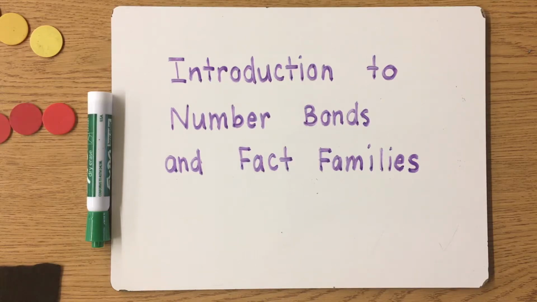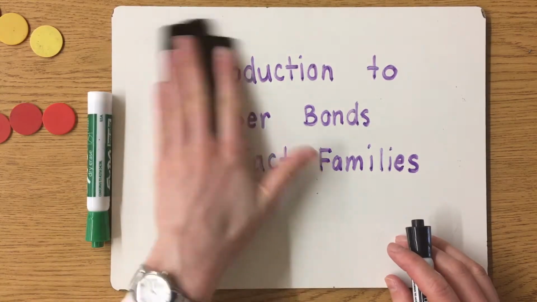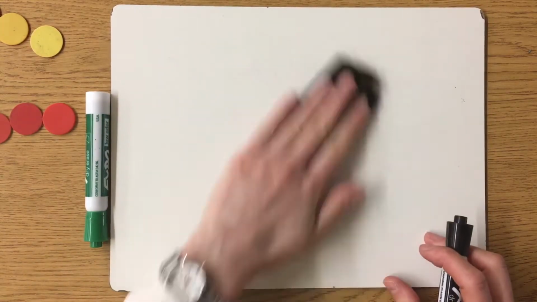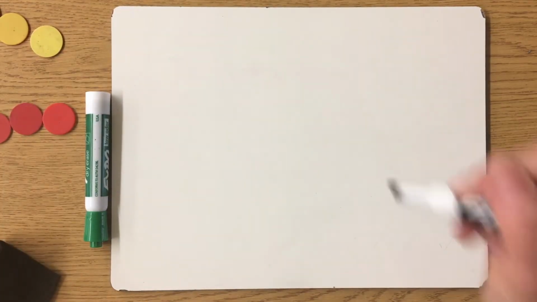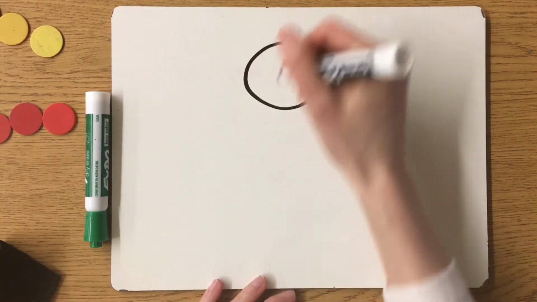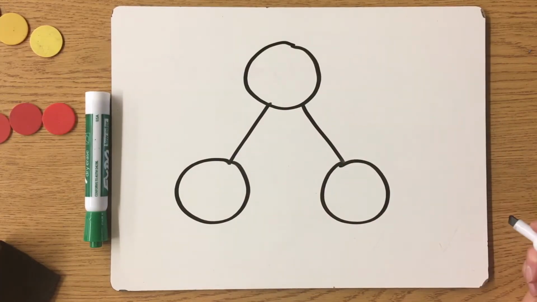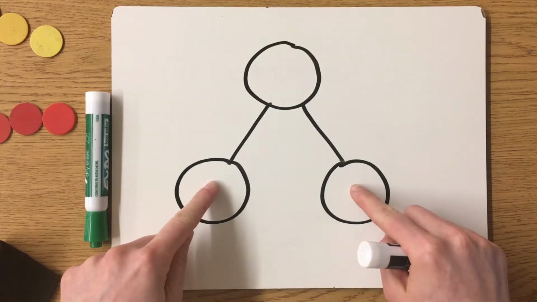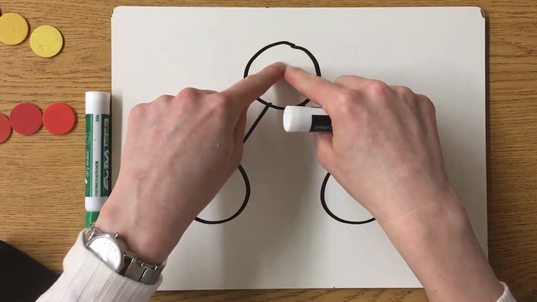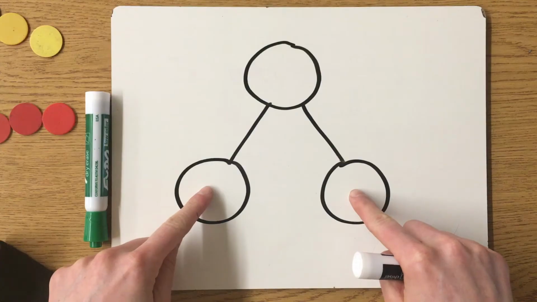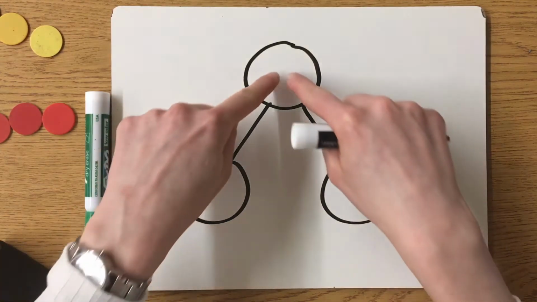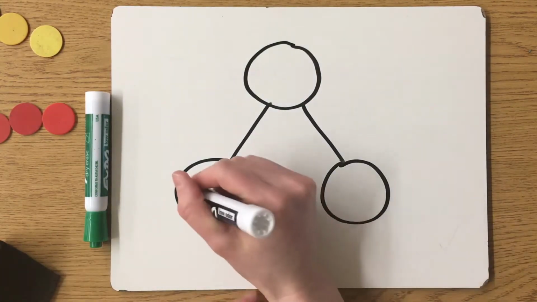Hi everyone, this video is an introduction to number bonds and fact families. A number bond shows us the relationship between parts and a whole. We can have parts that we put together to make a whole group.